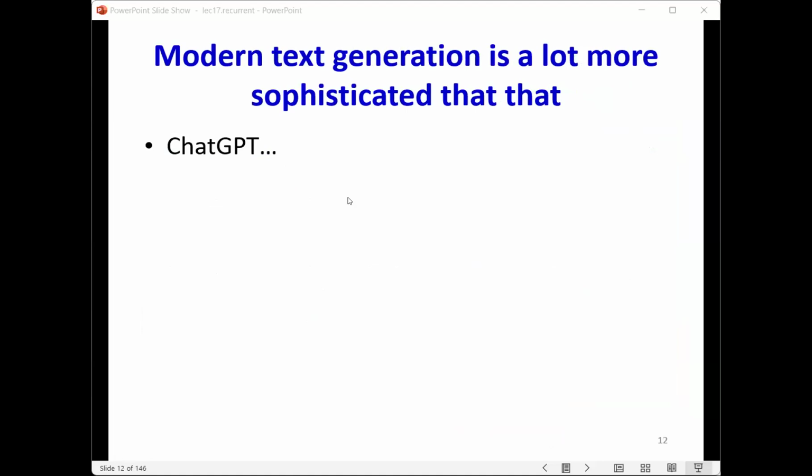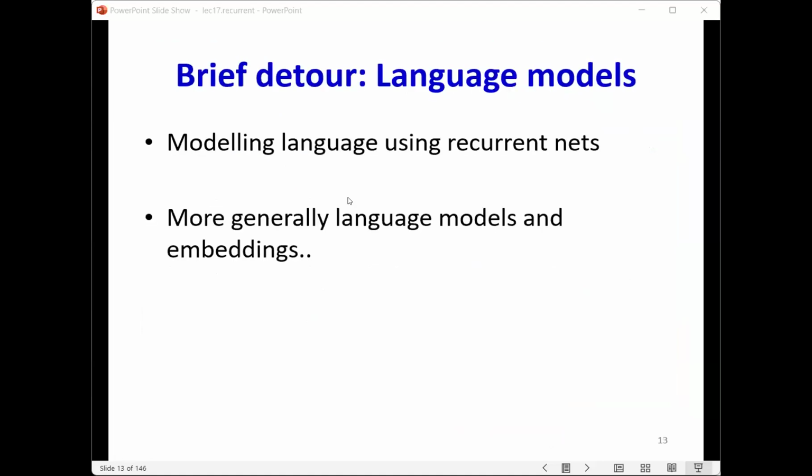So what do we mean by modeling language, right? That's what we're going to do a brief detour on, modeling language using recurrent neural networks. And more generally, we're going to talk about language models and embeddings. So is anyone here willing to take a stab at telling me what a language model is? What does it do? Anyone? What is a language model? Anybody?